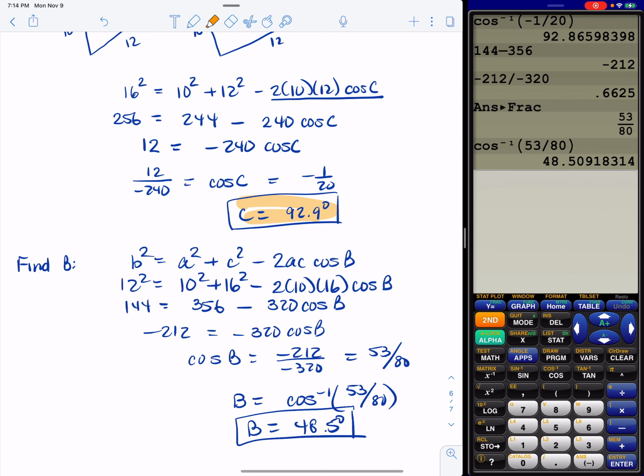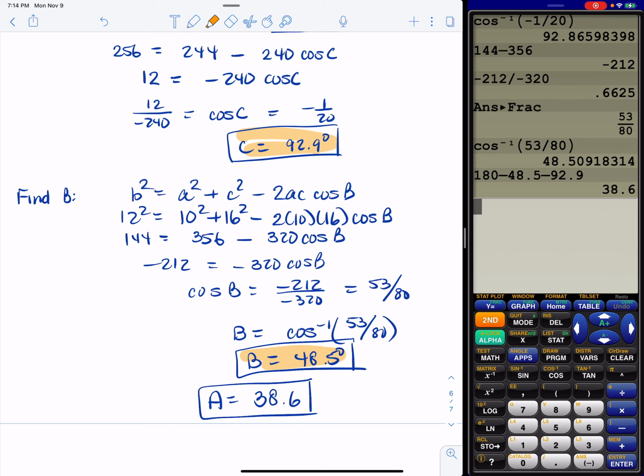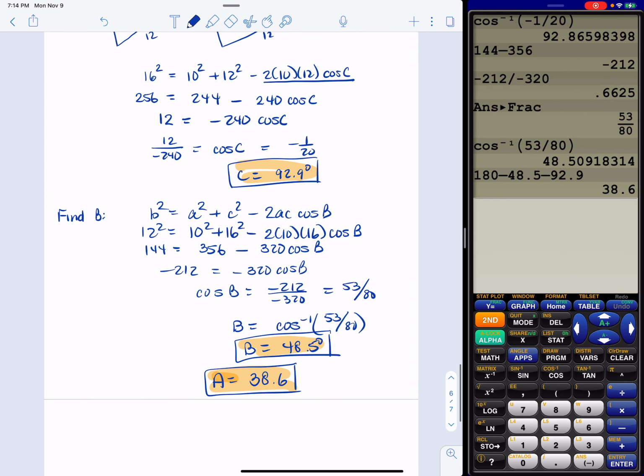So far we have these two, and then we can find angle A. So A is equal to 180 minus 48.5 minus 92.9, 38.6 degrees. So there are the three angles of this particular triangle. So side case, always one unique solution. This is how you find the angles.